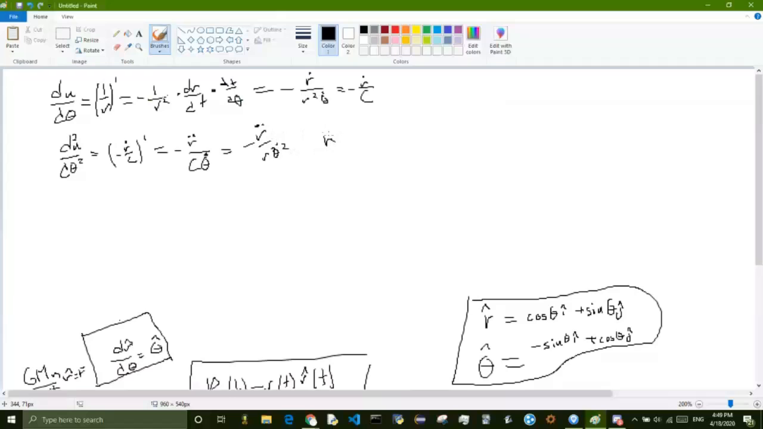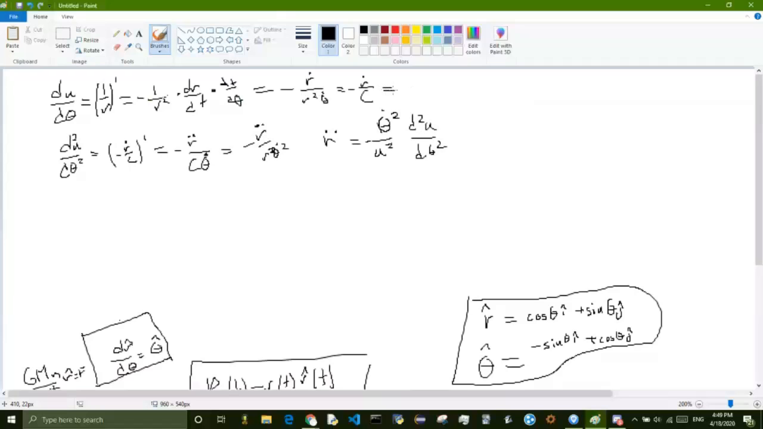Now we solve for r double dot. R double dot is simply equal to, now 1 over r is u, so r double dot is equal to 1 over u squared. Sorry, this is r squared times theta dot squared. Stick a negative sign out front. Do you follow this step? I just replaced 1 over r squared with u squared, and then solved for r double dot. That's all I did here.